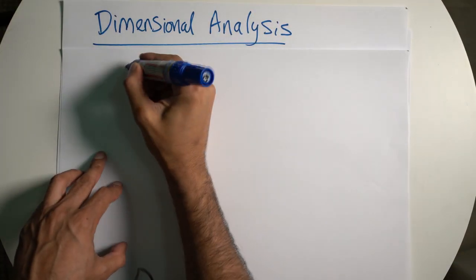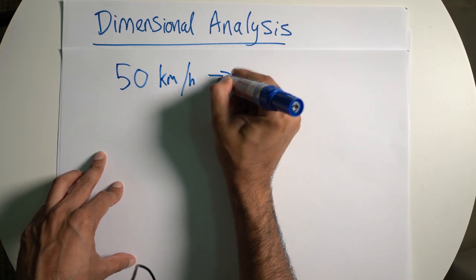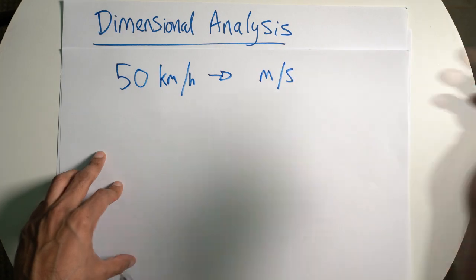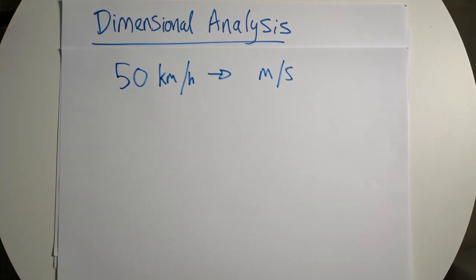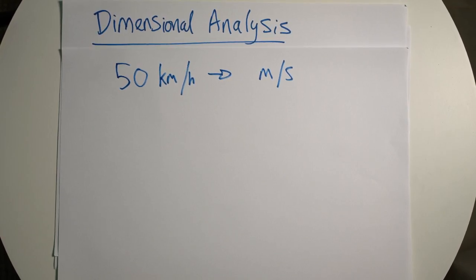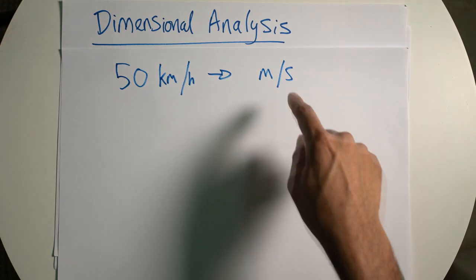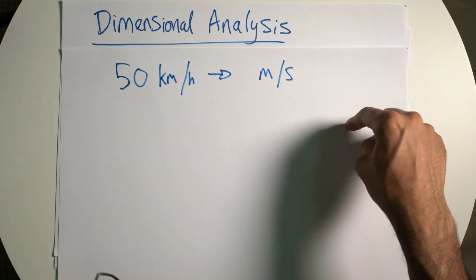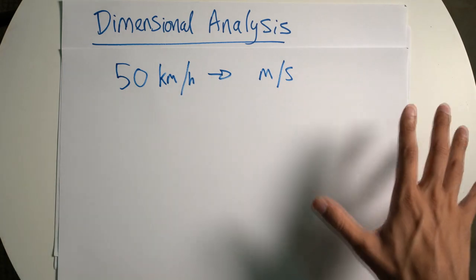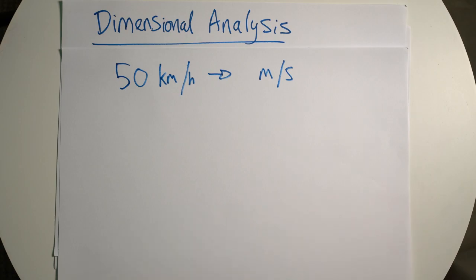Let's convert 50 kilometers per hour into meters per second. This is probably going to be the most complicated one of them all, but even then it's not really all that complicated. The idea is you just have a look at where the units are, what units we want. Ultimately, we want meters at the top, seconds at the bottom. Everything else has to cancel out. And of course, we need our conversion factors as well.